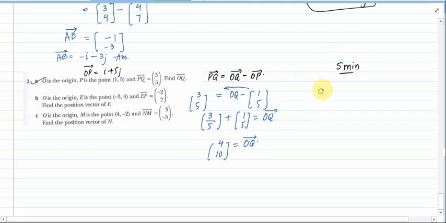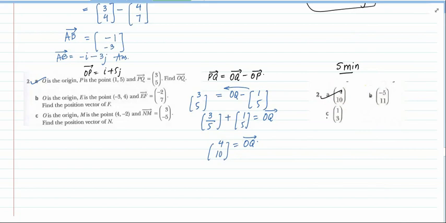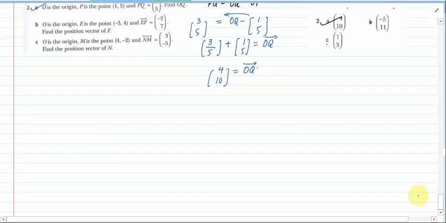Alright class, I hope that you have done your parts B and C, and you can verify your answers here. For part A we got 4 and 10, exactly the same, and I hope that you are getting the same answers for part B as from the book. Alright, moving on to the next one. It's question number 3.